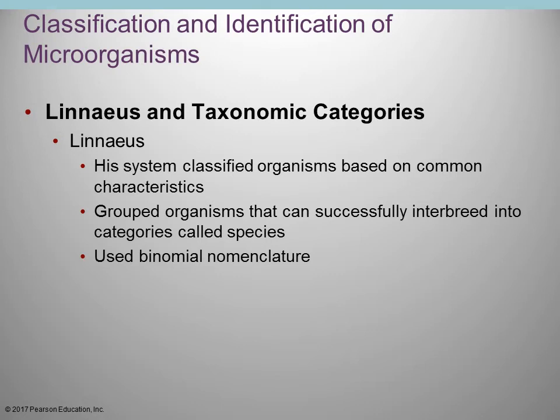Now, Linnaeus is the one who developed a system for classifying organisms. When he developed this, you classify them according to common physical characteristics and you group similar ones together. Those organisms that can interbreed would be called species. And he also developed what we call binomial nomenclature for naming, where you use genus and species.